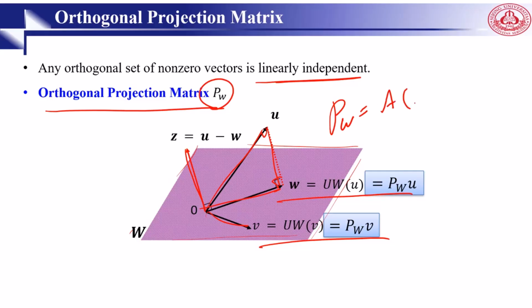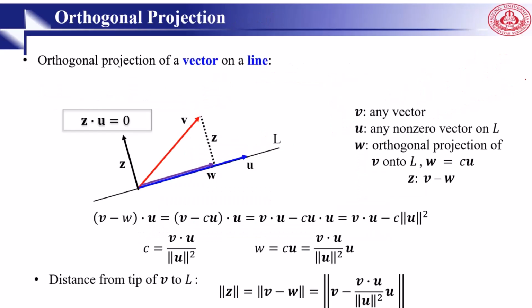P_W is equal to (A transpose A) inverse A transpose. We can write it in this form where A is the matrix whose columns form the orthogonal set. This formula ensures that the projection matrix is orthogonal and it projects a vector onto the subspace spanned by the orthogonal set. The next topic that we want to study is how to do orthogonal projection, how to find it.